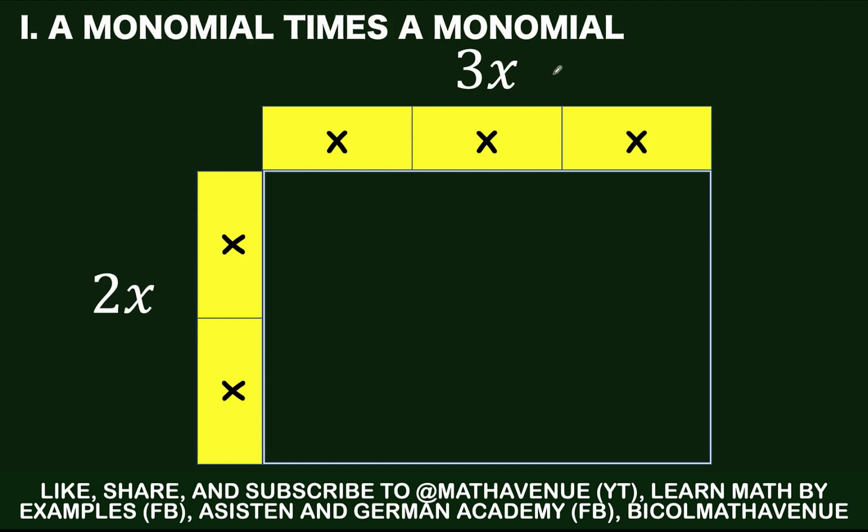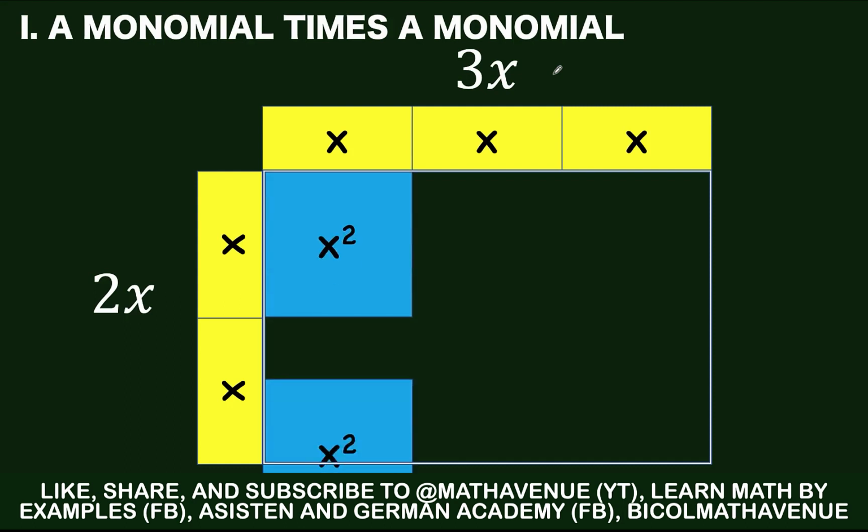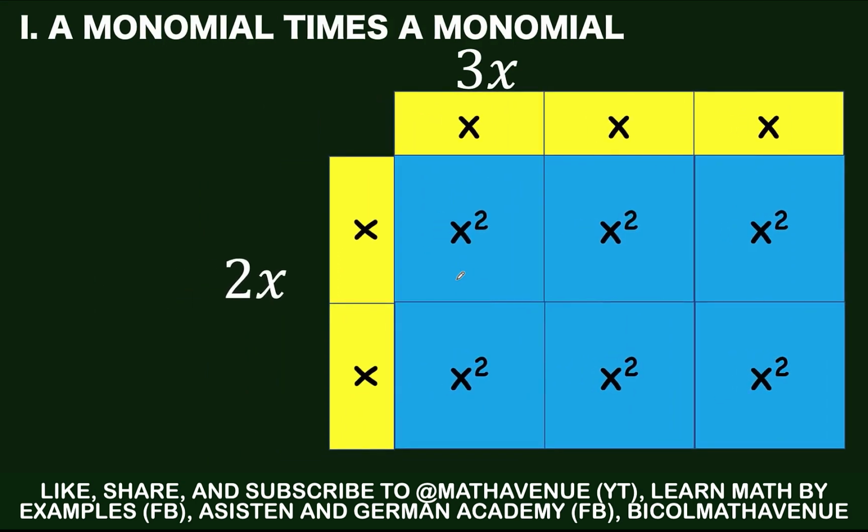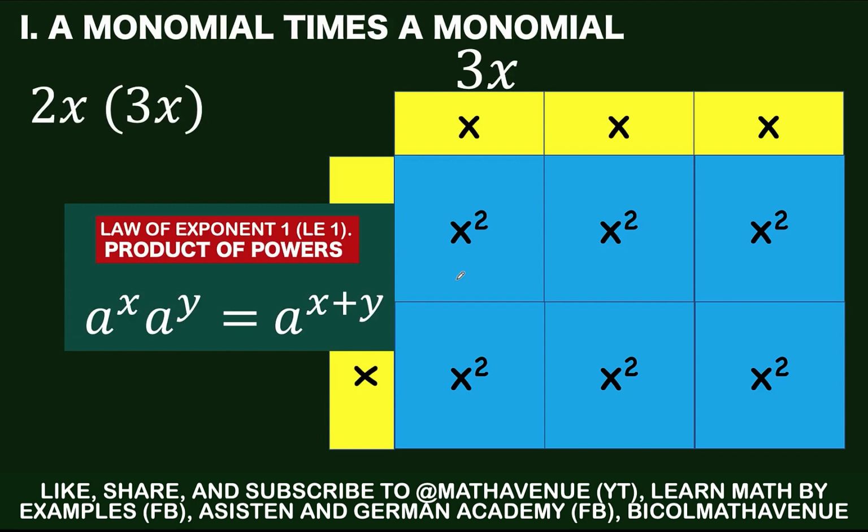So what's the area now of this rectangle? Let's tessellate it with x squared. Why x squared? Because x times x is x squared. So all of these are of dimension x times x. The area is x squared. And how many x squared are there all in all? There are 6. And therefore, we now say that the product of 2x times 3x is equal to 6x squared. 1, 2, 3, 4, 5, 6. Visually, you can see this 6x squared.